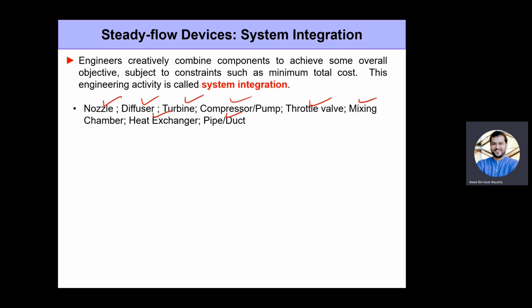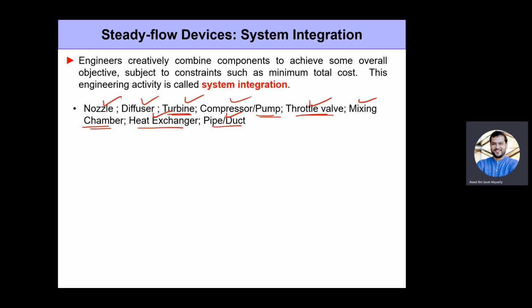Okay, a nozzle is used to increase the velocity or decrease the pressure. Diffuser does the opposite. It increases the pressure at the cost of velocity. A turbine is used to give us a work output. Pump is used to increase the pressure, or a compressor is used to increase the pressure. Throttle valve is used to decrease the pressure and also the temperature at the same time, it's an isenthalpic device. Mixing chamber, you use it for mixing two fluids. Heat exchanger, the same thing. And pipe and duct, you transport fluids in this. Okay, so each of these devices has a certain role to play.